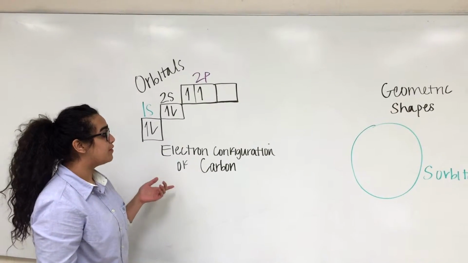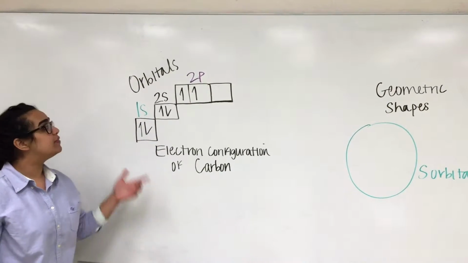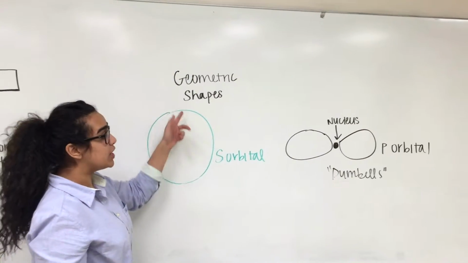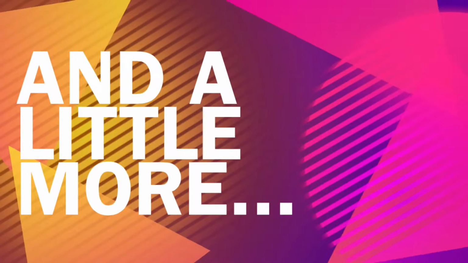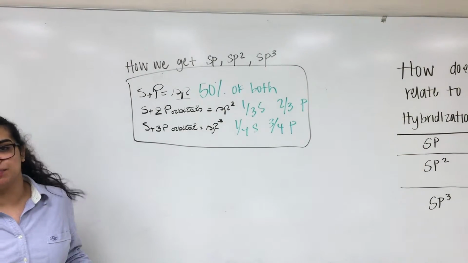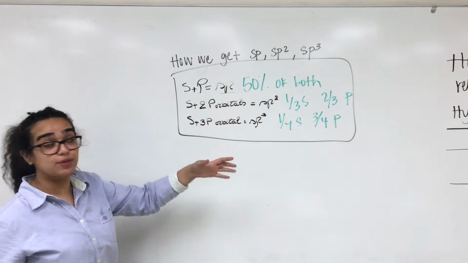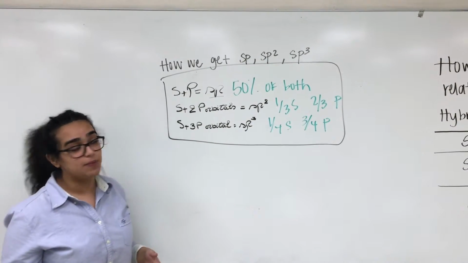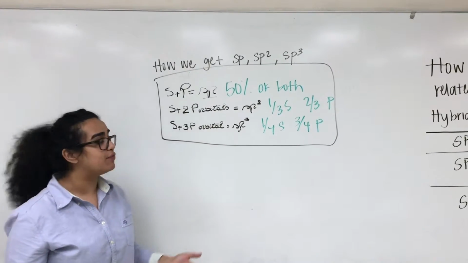Looking at the electron configuration of carbon, the orbitals are represented as boxes, but in reality, these orbitals have 3D shapes. The s orbital is represented as a sphere, and the p orbital is represented as a dumbbell shape. So how do we get sp, sp2, and sp3? Basically, it's simple mathematics. S plus P equals sp, which is 50% of both. Then S plus 2 P orbitals equals sp2, 1/3 S and 2/3 P. Then S plus 3 P orbitals equals sp3, 1/4 S and 3/4 P.